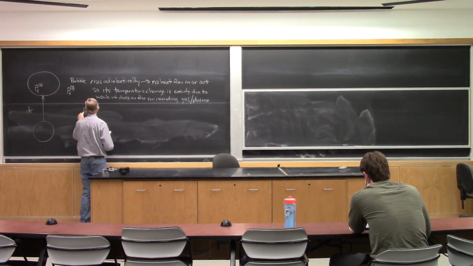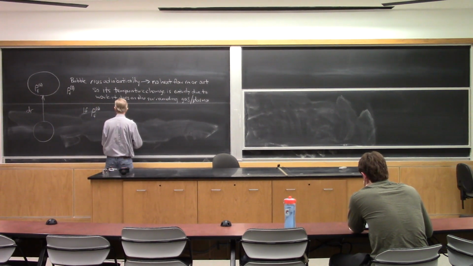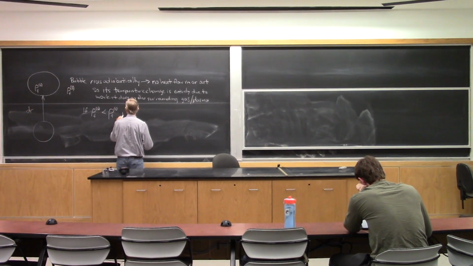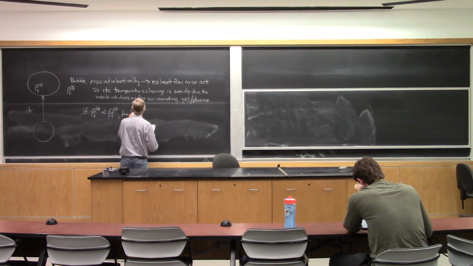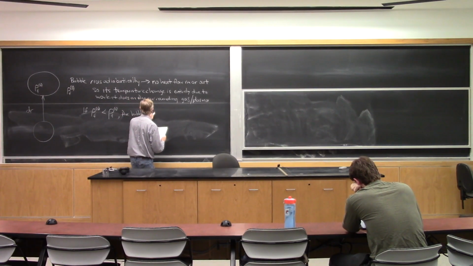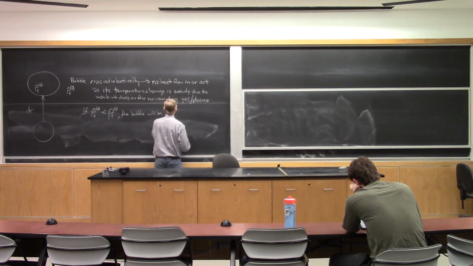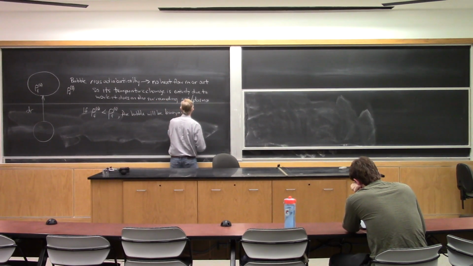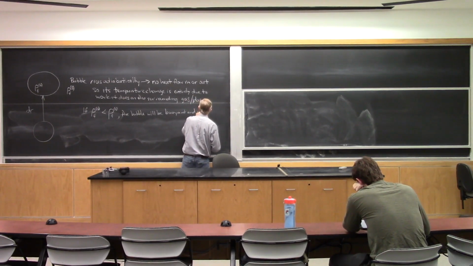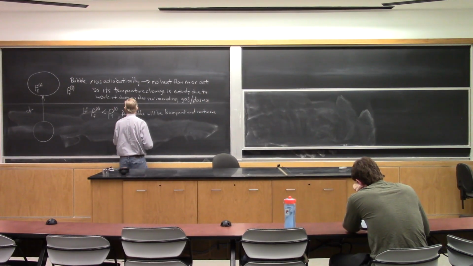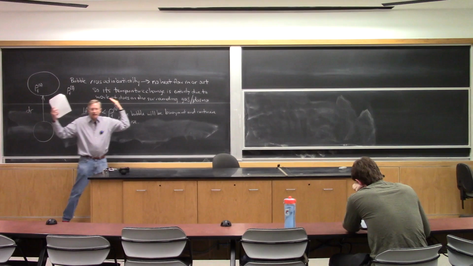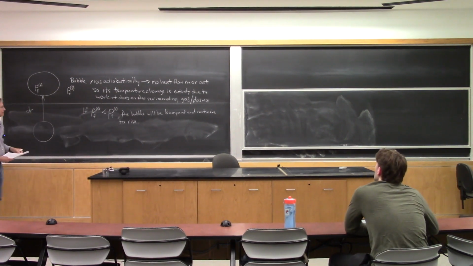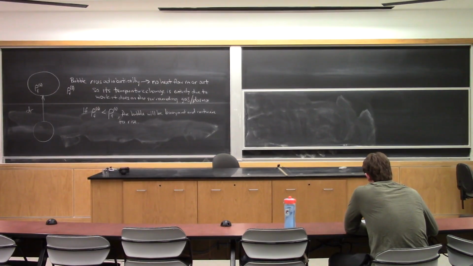And so if the final density of the bubble is less than the final density of the surroundings, the bubble will be buoyant and continue to rise. And this will be the condition that convection would be favored. A rising bubble keeps on rising. Flip it around, a sinking bubble keeps on sinking.